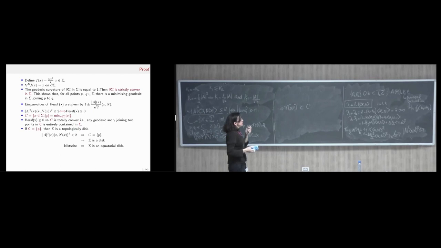What do I want? I want to analyze this set C here. Since the surface is compact and the function is continuous, the set C has one point, or the set C has more than one point. So if C has only one point, you can prove that sigma is a topological disk. In this case, by Nitsche, you have the result. And what does this mean? For example, if you have this gap here, sorry, I think something is wrong here. One minute.